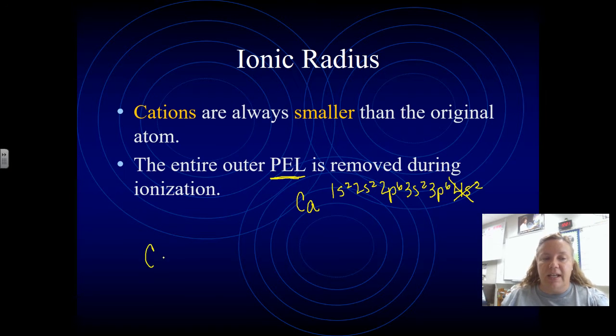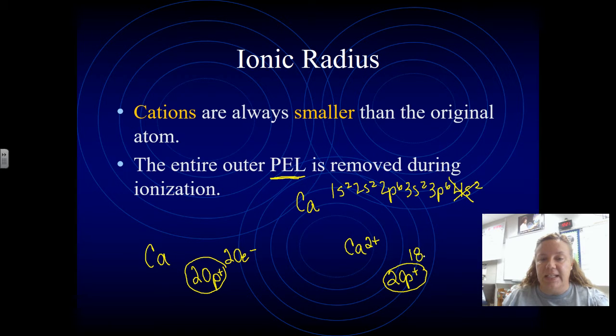So let's think about this here. Calcium has 20 protons in its nucleus, and it has 20 electrons in its electron cloud. If we make calcium's cation, which is 2 plus, we still have 20 protons in the nucleus, but instead we have 18 electrons in the electron cloud. So now we have to think about these 20 protons pulling on 20 electrons, but look here, we have 20 protons pulling on 18 electrons. So that's going to have a stronger pull. Hence, the cation is smaller. Notice cations are always smaller.